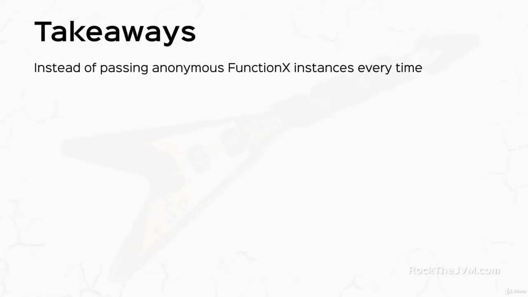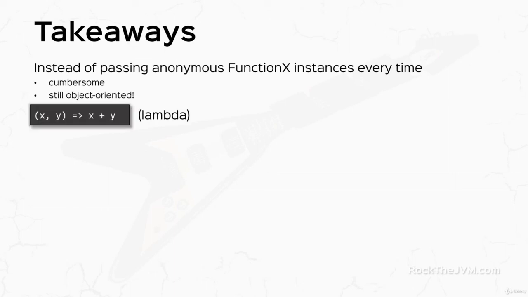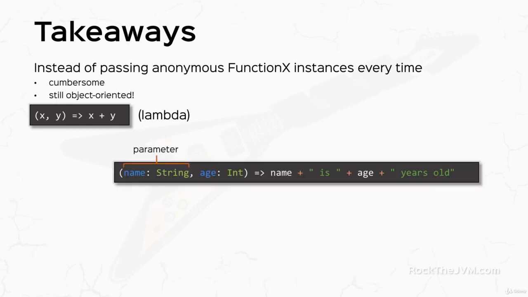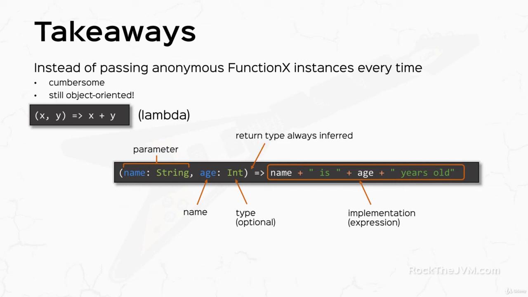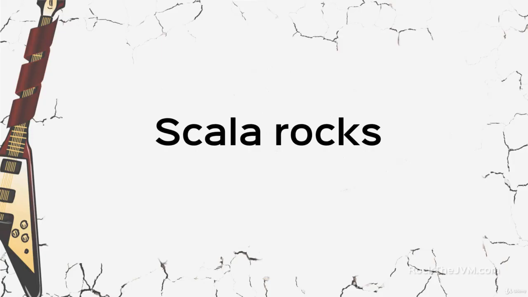All right, recap time. So our problem was that instead of passing anonymous function x instances every time, which is cumbersome, very hard to nest and still object-oriented, we can use lambdas. Now, the anatomy of a lambda looks like this. Parameters, in which each parameter has a name and a type. Then the implementation, which is a single expression. The return type is always inferred, and parentheses are mandatory for more than one parameter, as we've seen in the code. So this is heavy syntactic sugar for instantiating anonymous function x types, but we've also seen further sugar with underscores. Alright, so now you've learned lambdas, which are foundational to functional programming.